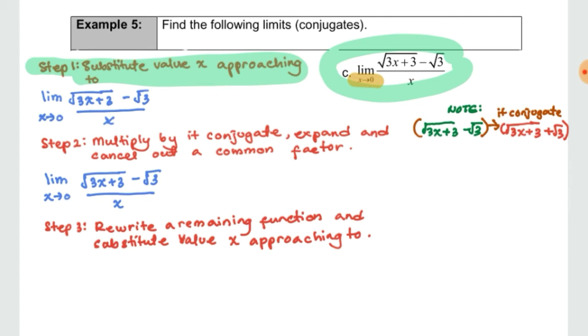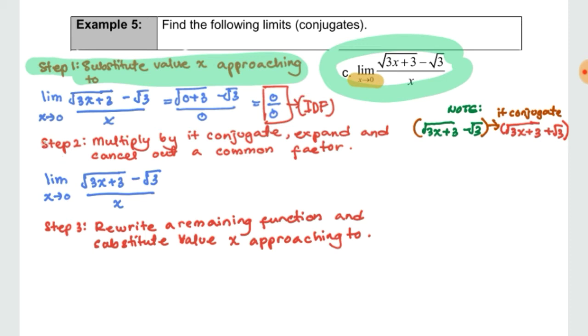So we can substitute x equal to 0 into the variable x. We get 3 times 0, which is 0, plus 3, minus square root 3, over 0. Square root 3 minus square root 3 gives 0 over 0. This form we call indeterminate form, 0 over 0. So that's why we need to continue to step number 2.